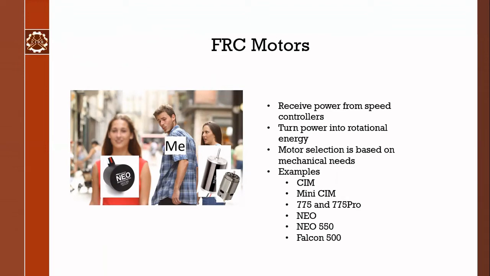For example, we use CIM, Mini CIM, 775, 775 Pro, Neo 550, and Falcon 500. And these are all motor types. We don't use Neos yet, but hopefully we'll get to them in the future, as they are smaller and just better looking. They're what we're hopefully going to be going for.